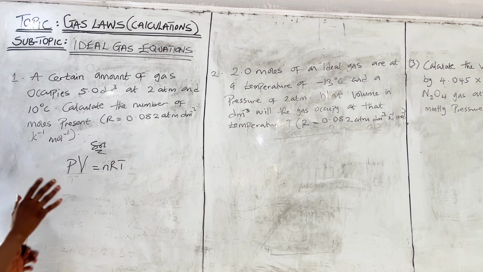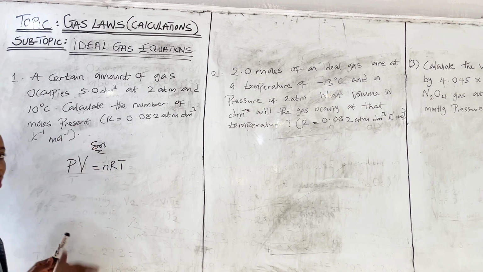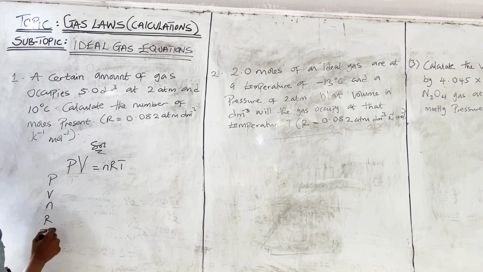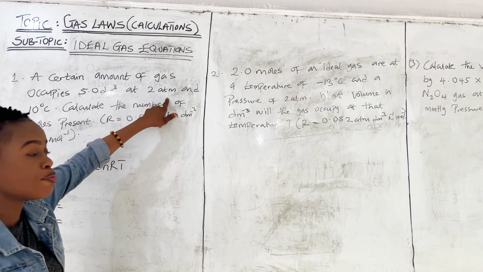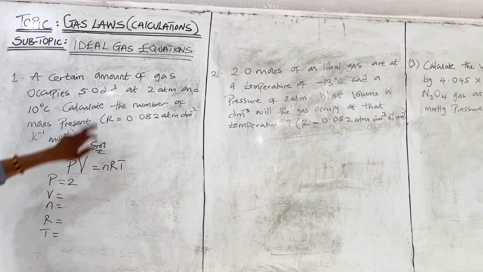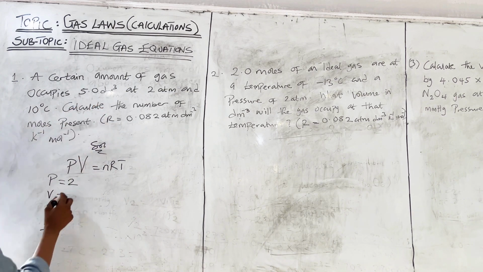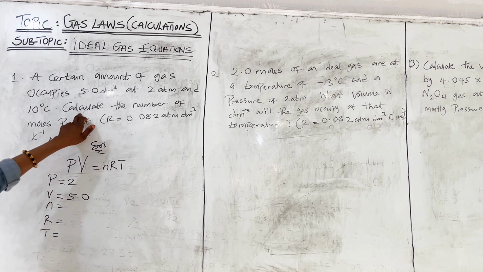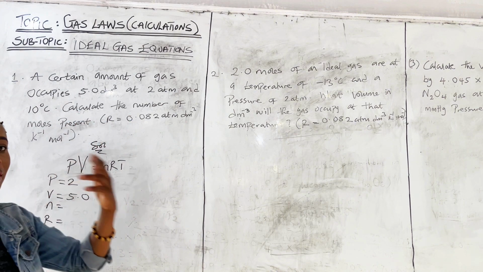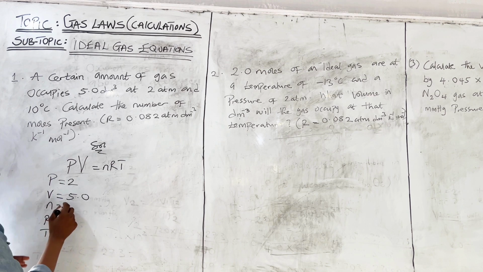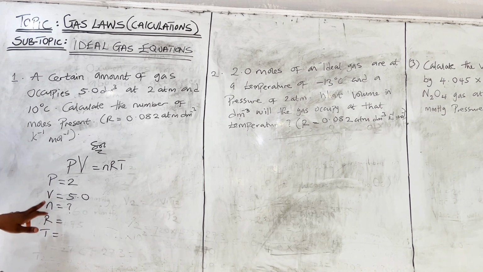What's our next step after writing our formula? To write out our parameters. So we have our P, our V, our n, our R and T. What is our pressure according to the question? Remember atm is a unit of pressure, so our pressure is 2. What's our volume? Our volume is 5.0 dm³. What is our number of moles? Remember the question says calculate number of moles. I should have first started with the one that we're looking for. So we're going to put a question mark here. We're looking for n.